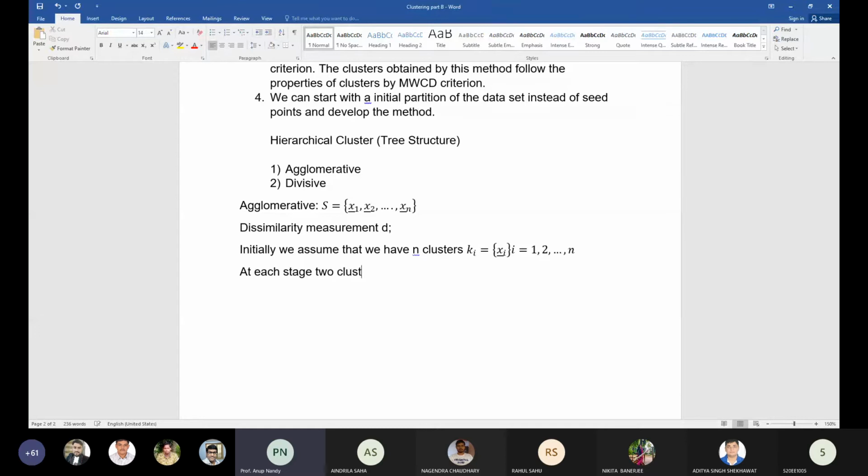Now at each stage, two clusters are merged at each iteration. This is called the bottom-up approach. At each stage, two clusters are merged at each iteration. So that's why it is called the bottom-up approach.